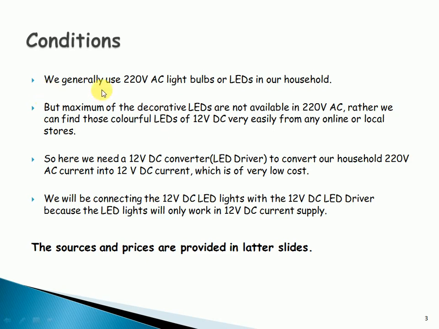So we generally use 220 volt alternating current for light bulbs or LEDs in our household. But most decorative LEDs are found in 12 volt DC. So the LEDs will not work on 220 volt. For that reason we need a 12 volt DC converter, which is called an LED driver. That driver will convert the 220 volt current of your home into 12 volt direct current, which will go to the LED lights.